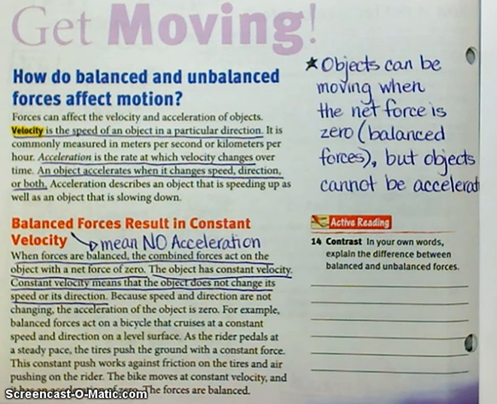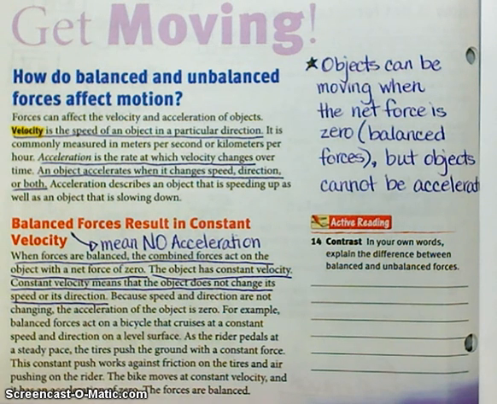Okay, I'm now on page 192, where the blue heading says, how do balanced and unbalanced forces affect motion? First of all, velocity is the speed of an object in a particular direction. You've already learned what velocity is, but there's a reminder. And then a little bit further down, it reminds you that acceleration is the rate at which velocity changes in a given amount of time.